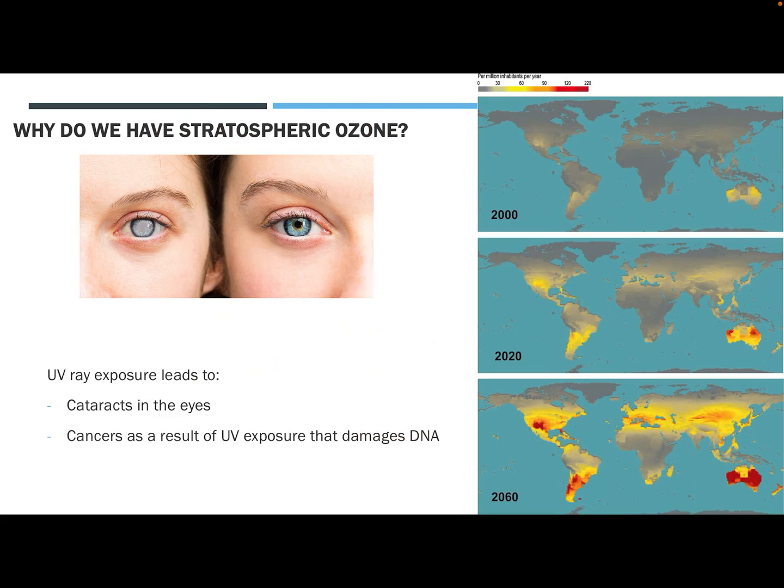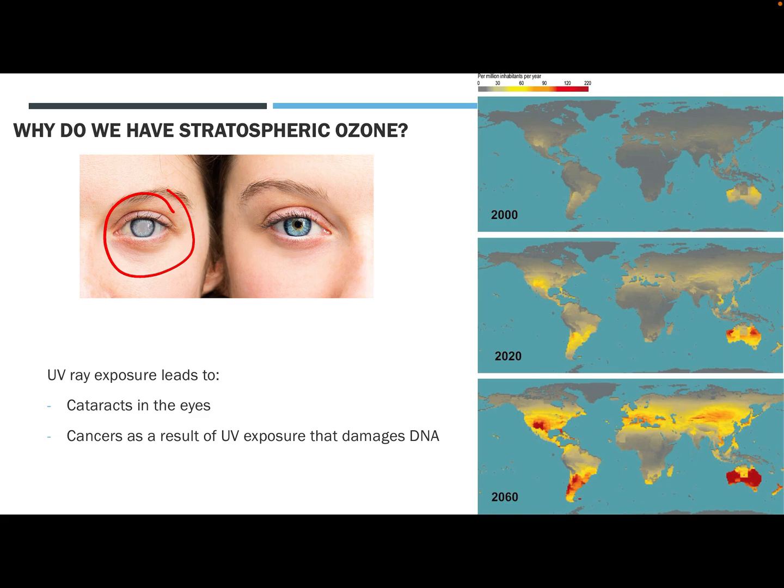So why do we care about the stratosphere having an ozone layer? Because it filters out that UV light, and UV light can cause cataracts in the eye. So this is an example of a cataract, which greatly reduces your vision, kind of makes it pretty cloudy. And it also leads to more cancers as a result of the UV exposure, because the UV exposure damages our DNA, which leads to changes and cancers in both people and animals.